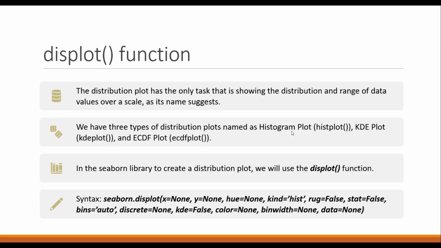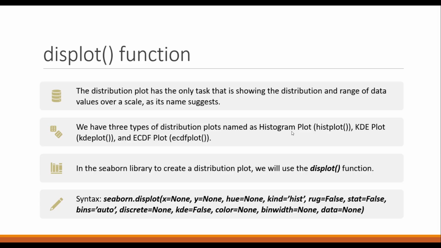By calling these functions, you create the distribution plot. We have three types of distribution plots in the Seaborn library, named histogram, KDE and ECDF plot. If you want to achieve these plots through the displot function, you have to pass the kind keyword argument to the displot function and set its value to the respective plot. Now we will see the syntax of the displot function. The syntax is seaborn.displot, and in parentheses you have to pass the different parameters.